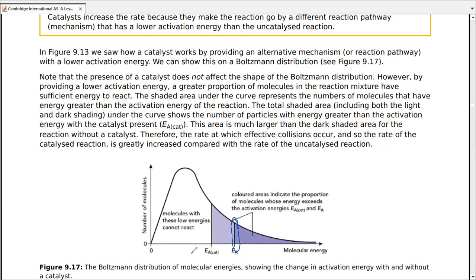Okay, let's go with the words that are written in the book. Note that the presence of catalyst does not affect the shape of the Boltzmann distribution. A very important point. However, by providing a lower activation energy, a greater proportion of molecules in the reaction mixture have sufficient energy to react.